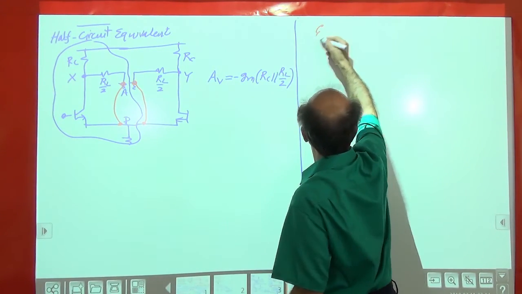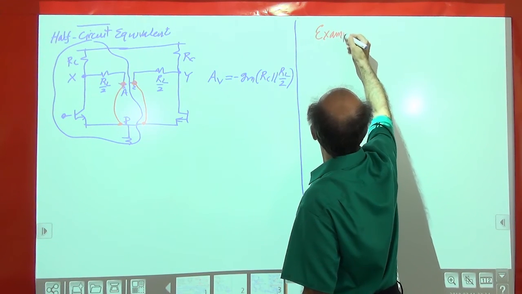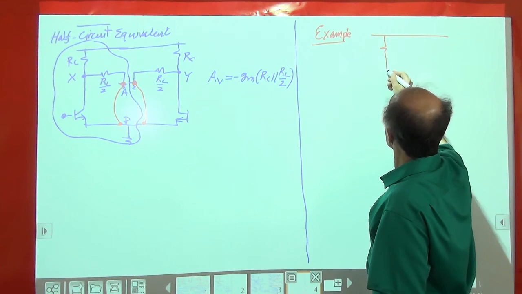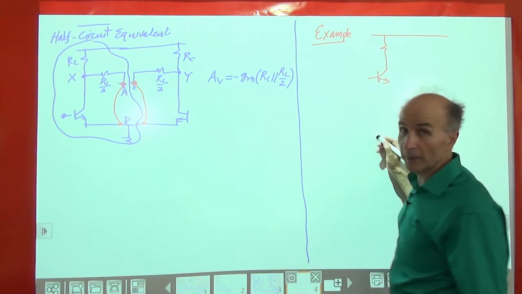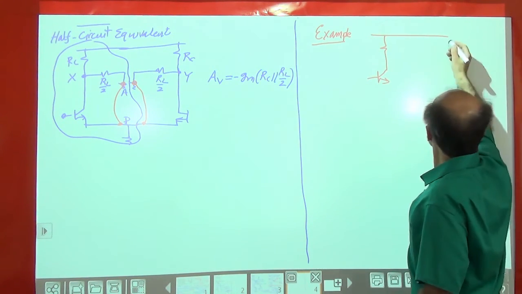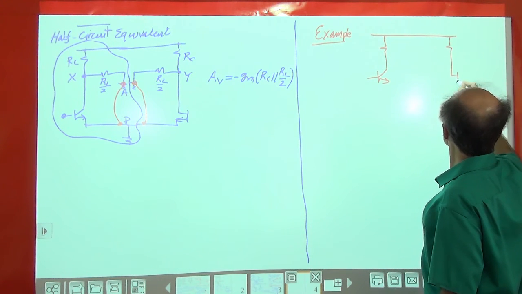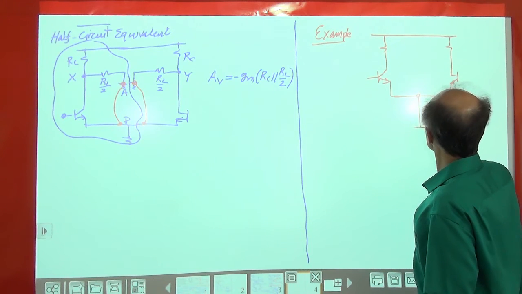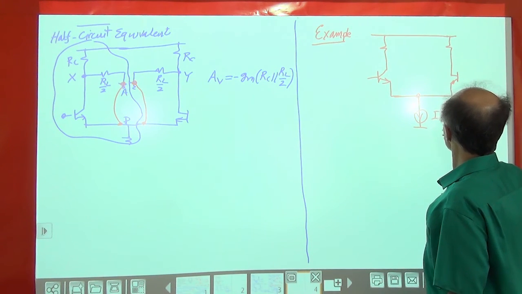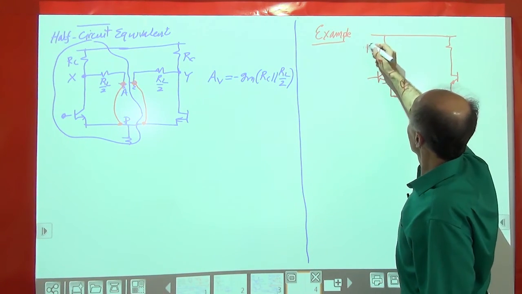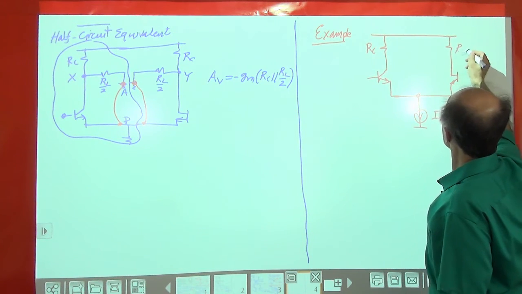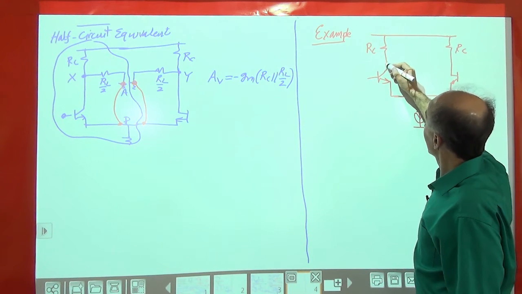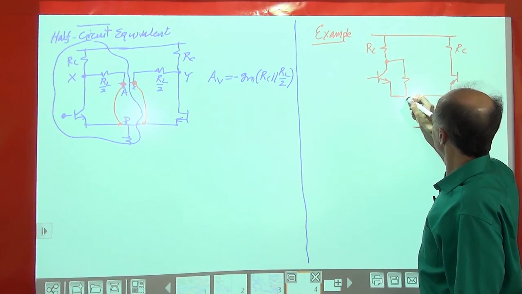So this brings us to the next example. Now this looks like a very different differential pair, but it's really the same thing. So I have a collector resistor of RC, and now I come along and deliberately add a resistor from here to here.